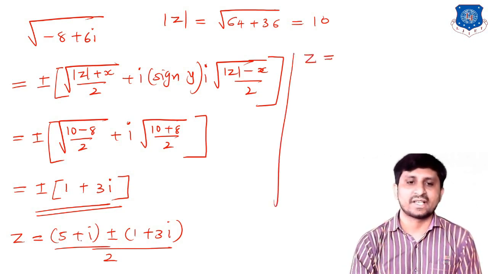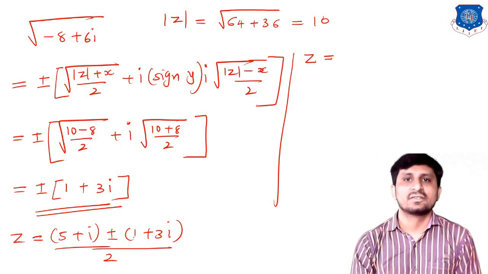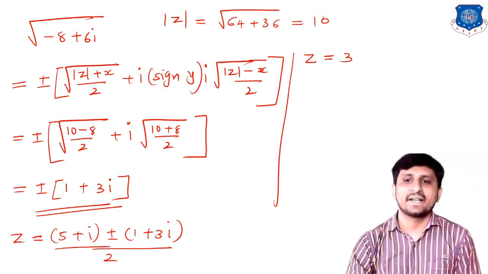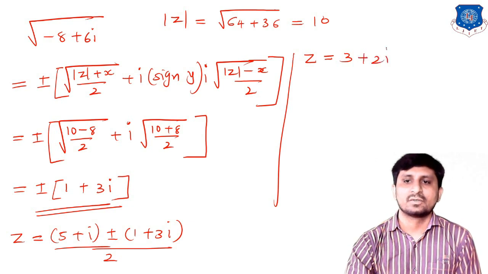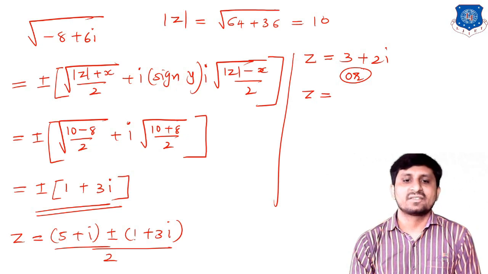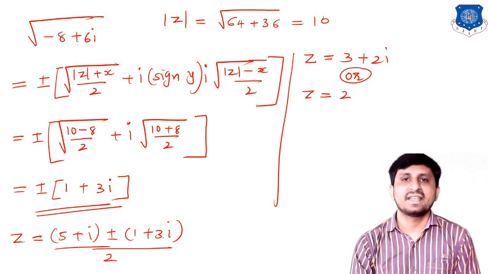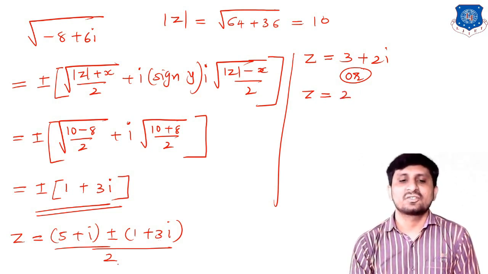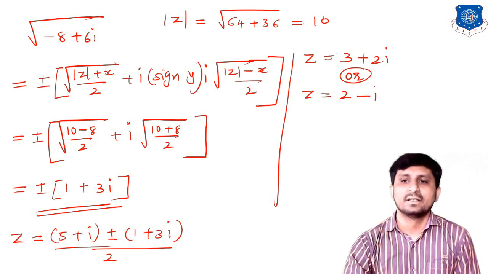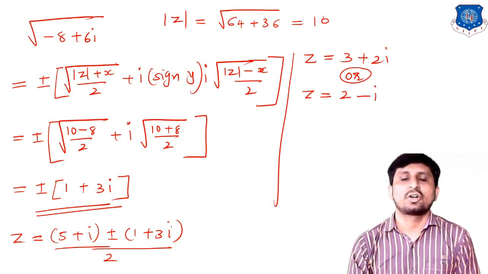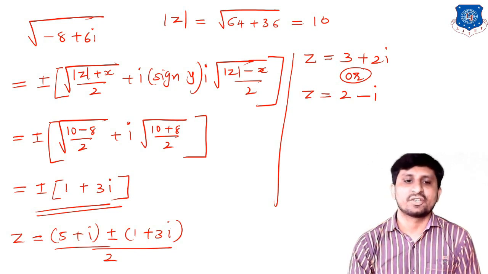First I take the positive sign, so 5 plus 1 is 6, 6 divided by 2 is 3, then i plus 3i, so 4i divided by 2, so plus 2i. So this is my first value. For the second value, 5 minus 1 is 4, 4 divided by 2 is 2, and i minus 3i is minus 2i divided by 2, so 2 minus i. So these two are the roots of the given quadratic equation.